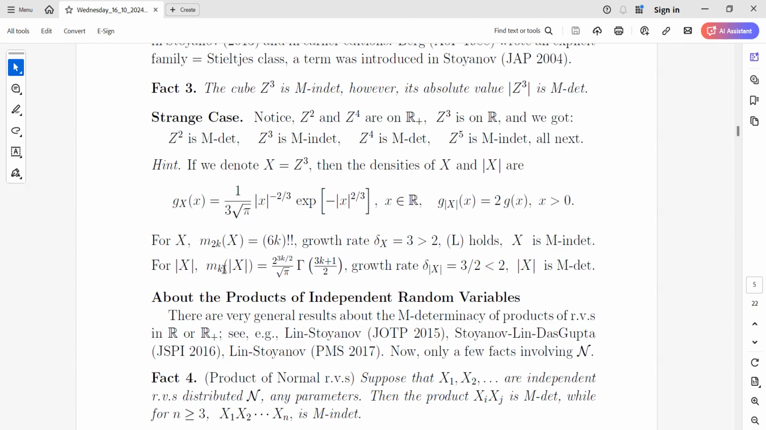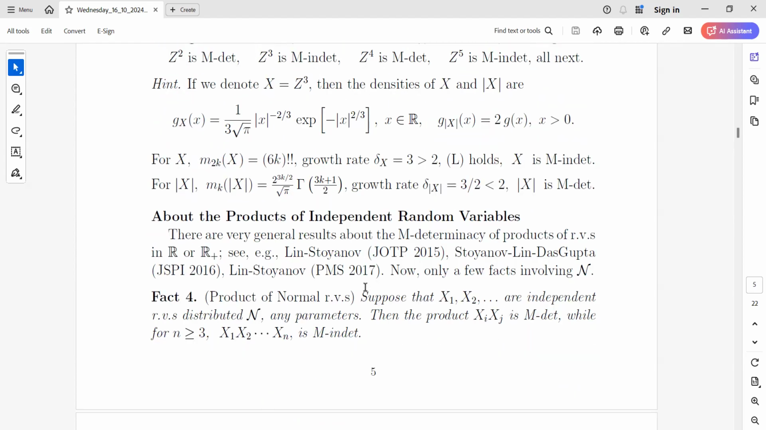Now for the absolute value, we have this moment of order k expressed in terms of the gamma function, and the growth rate is 3 over 2, which is less than 2. We make the conclusion that the absolute value is unique, and we can sleep well.